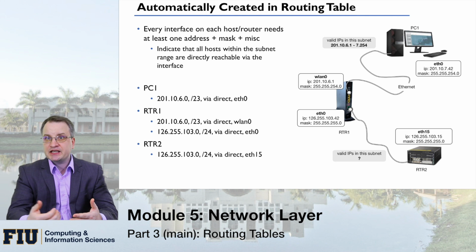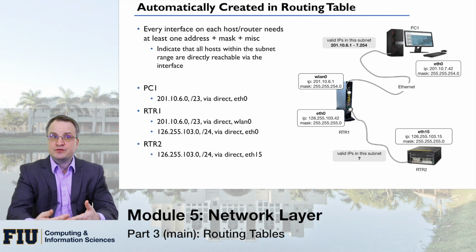So for example, I gave you a very simple example of a three-host network with two subnetworks. What you see is PC1, router 1, and router 2. In PC1, as soon as we configure this 201.10.7.42 IP address with whatever network mask, we immediately create a routing table entry saying that all IP addresses within this range, and I hope you can calculate the range, can be reached directly over this Ethernet interface ETH0. That's all that is being said by creating the entry, just by configuring the interface.